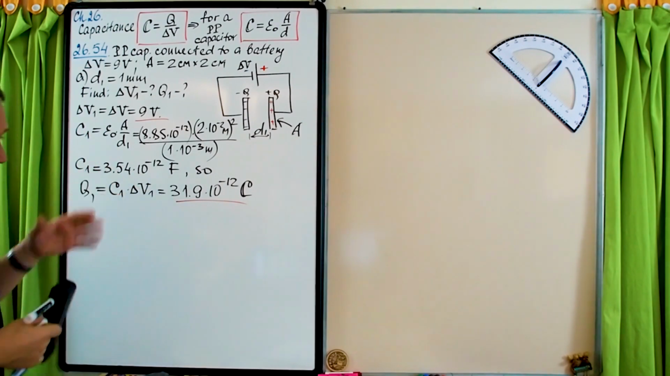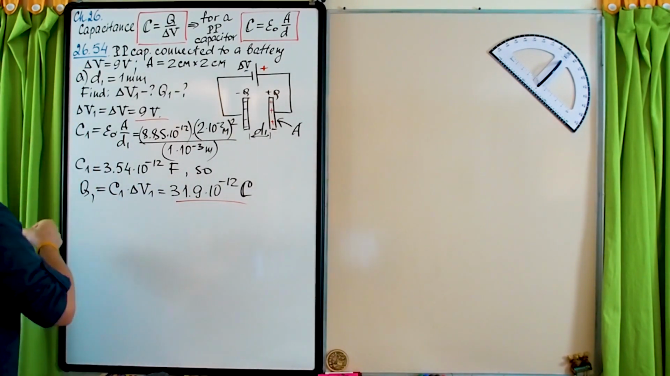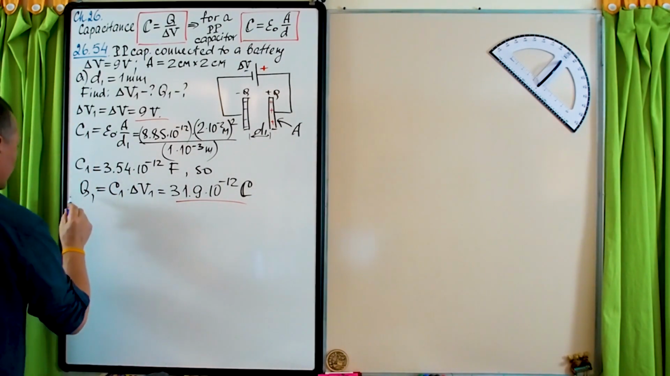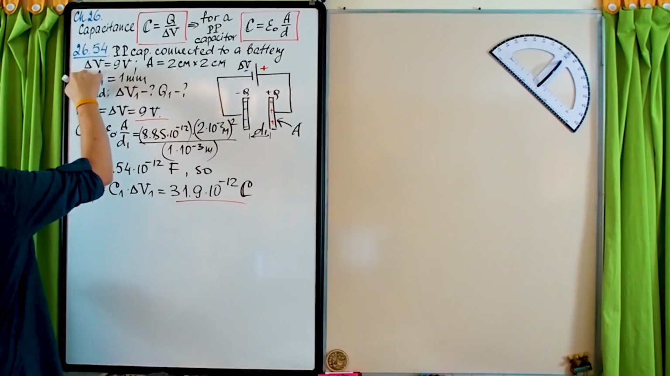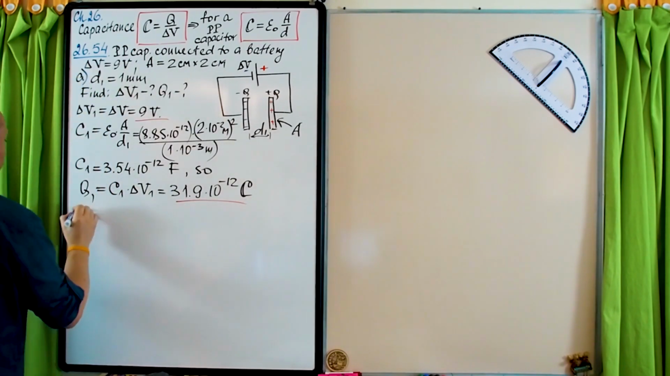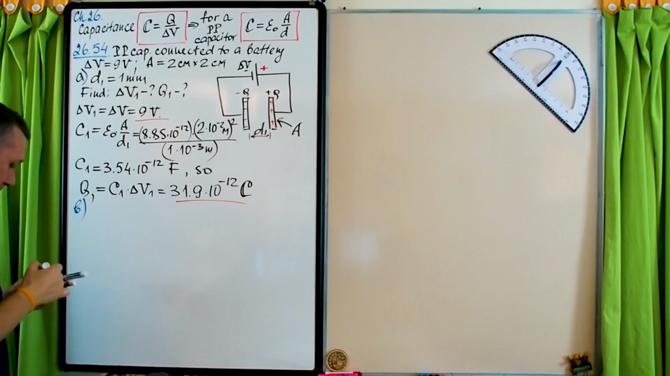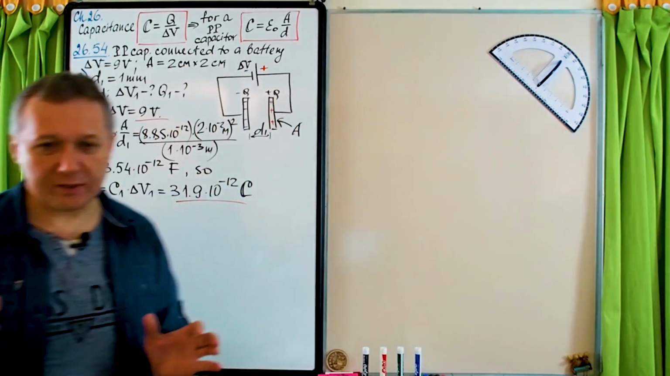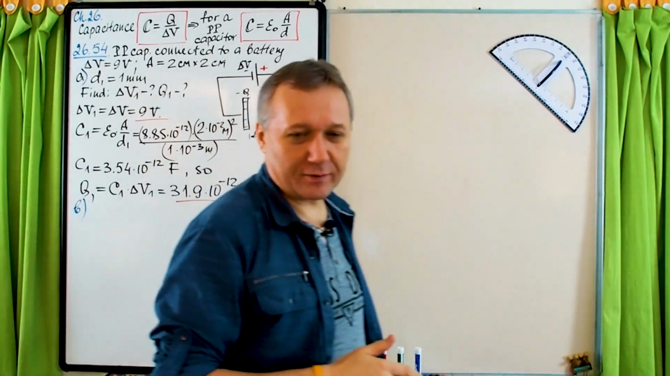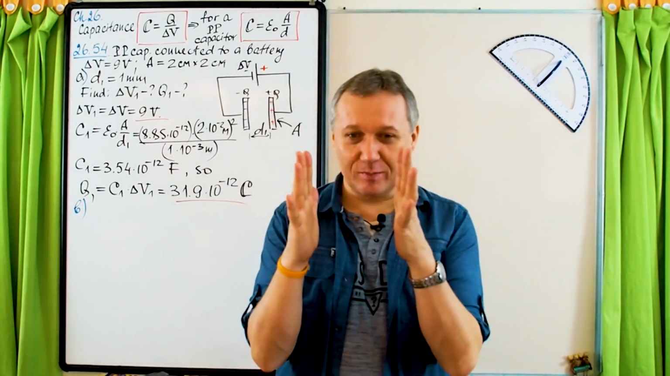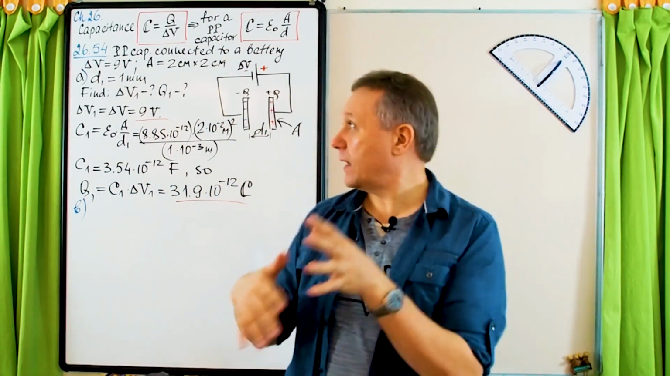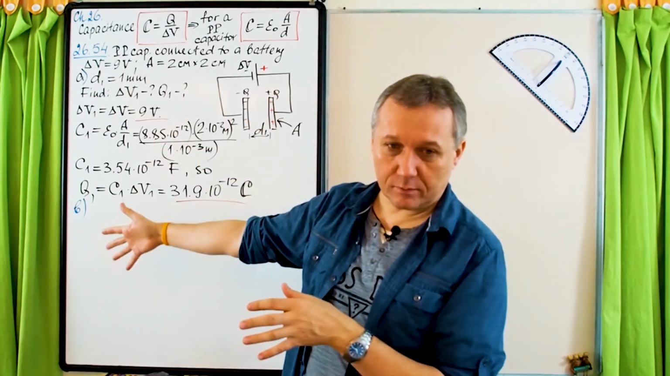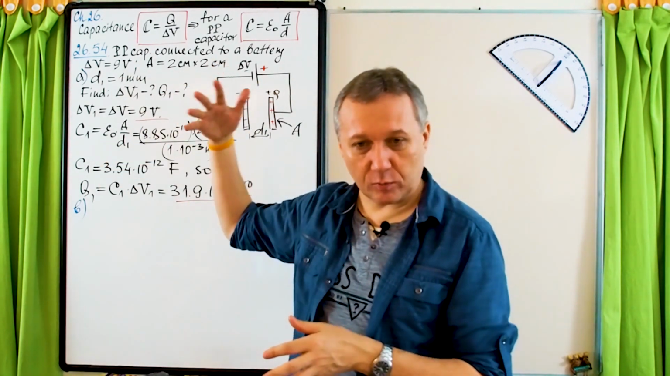Okay, so that's part A. You know what? Probably I should have used blue too. That's part A. Now part B. In part B, as I said, let's increase the spacing by a factor of 2 and answer the same questions. What will be the potential difference and what is the charge?